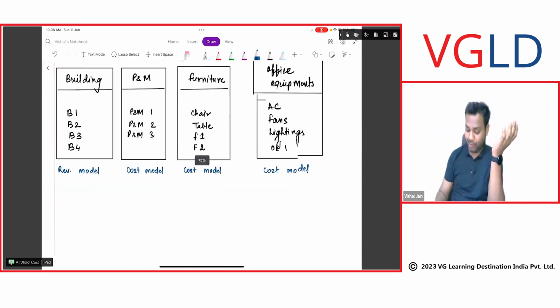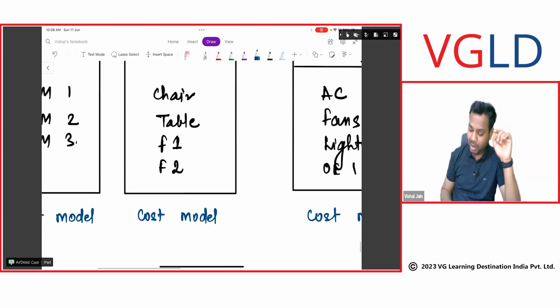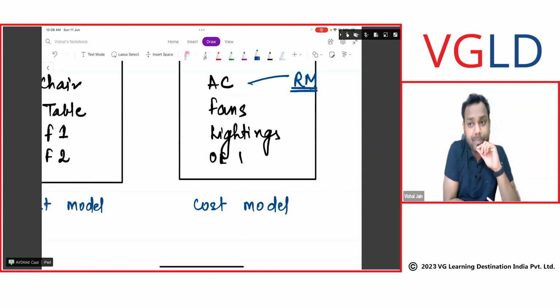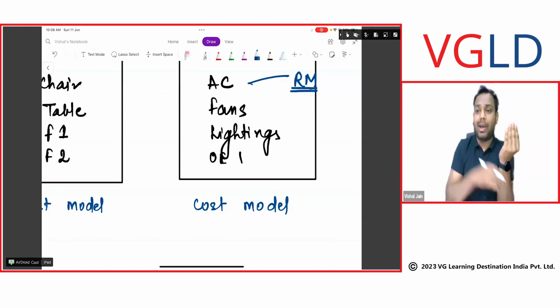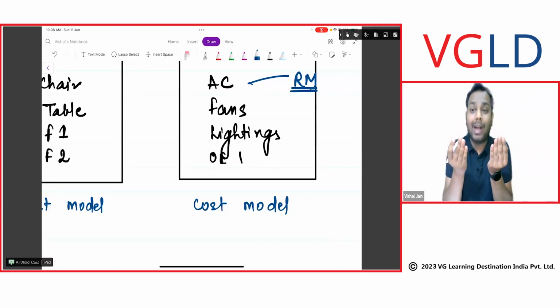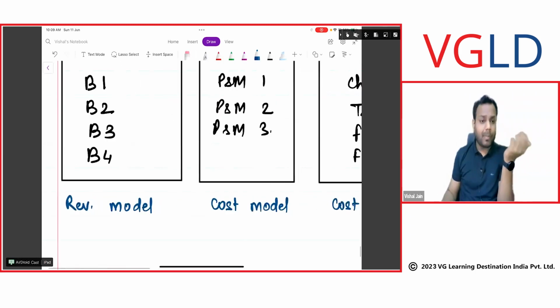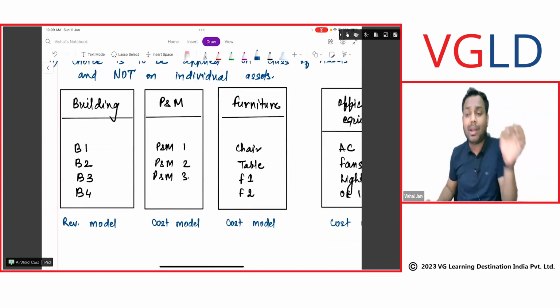Now, what is the meaning of it? If at all the entity wants that for this AC, it wants a revaluation model, can the entity do that? No. The choice of opting for cost model or revaluation model cannot happen on an asset by asset basis. Rather, it happens on a class by class basis. Whether it can opt for revaluation model for plant and machinery, yes, it can do that, but the choice has to be done on a class by class basis.